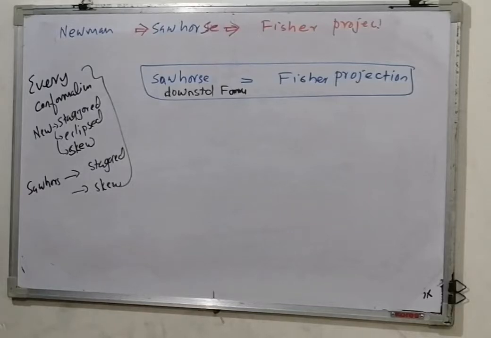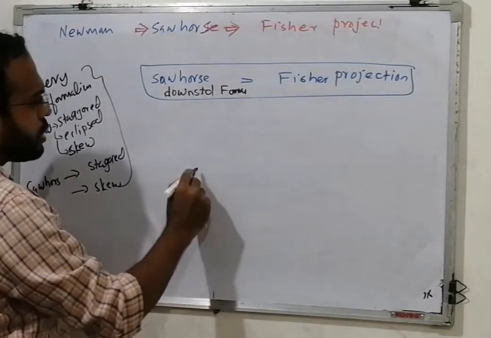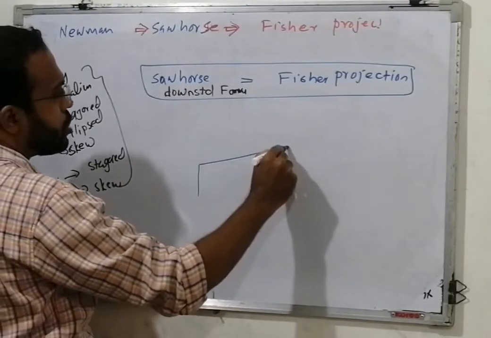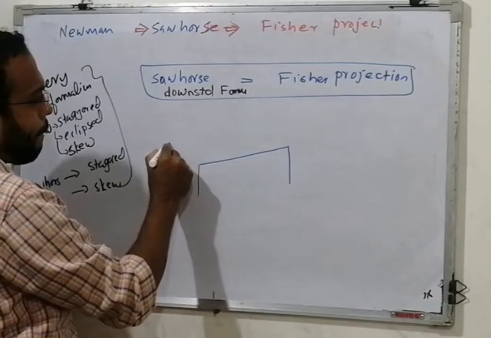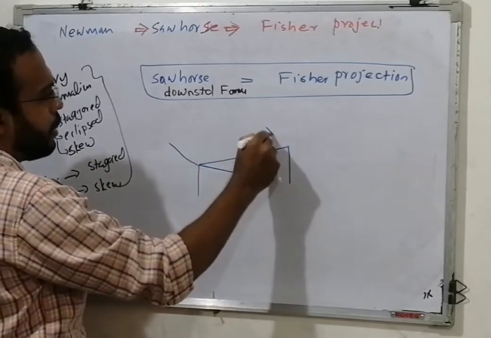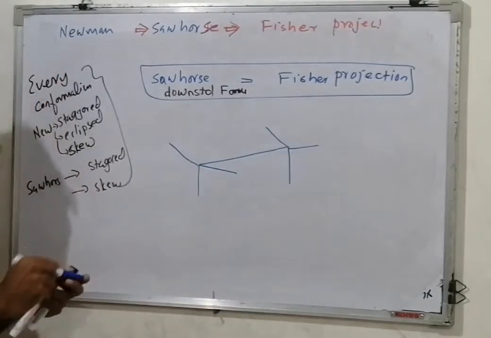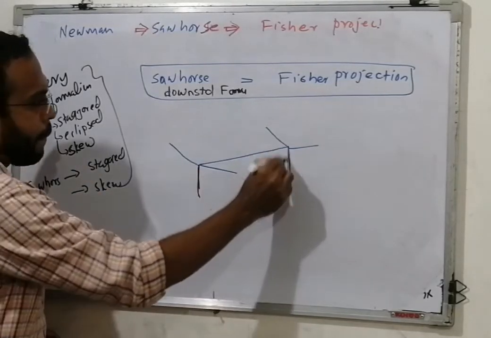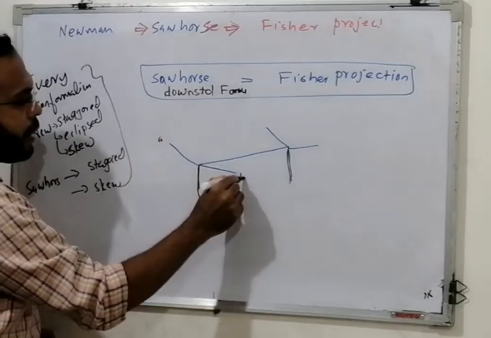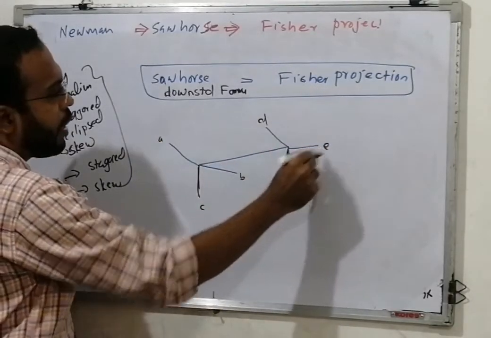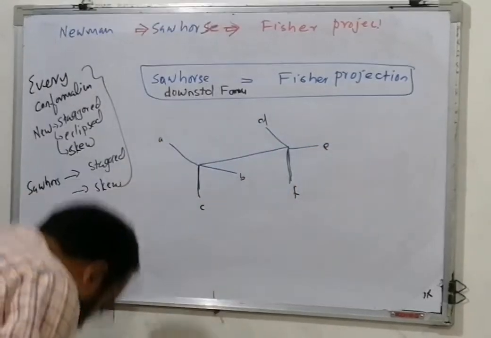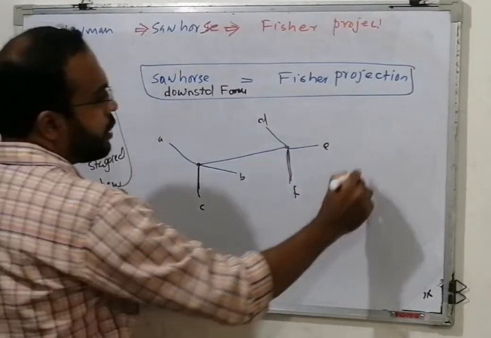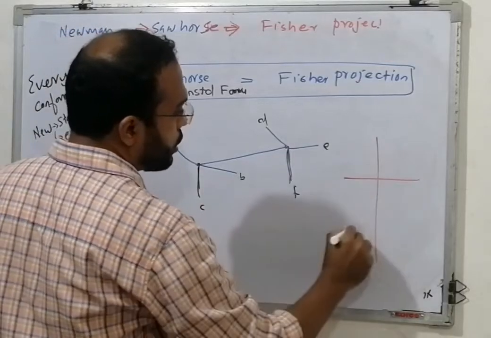What is Sawhorse down standard? Sawhorse down means it is an eclipsed, down. Should be down. Now how many chiral centers? A, B, C, D, E, F. Suppose these two are the chiral centers. These two are chiral centers. Therefore your Fischer projection has two chiral centers.